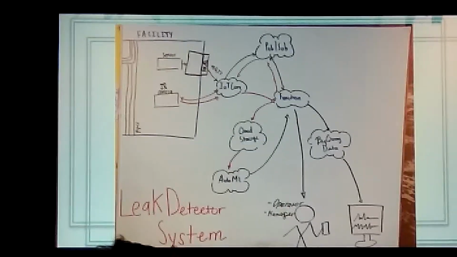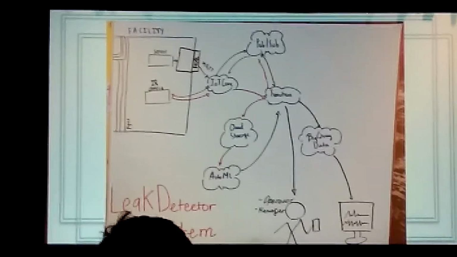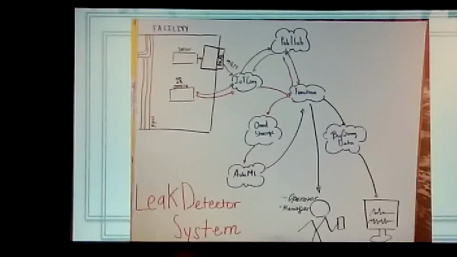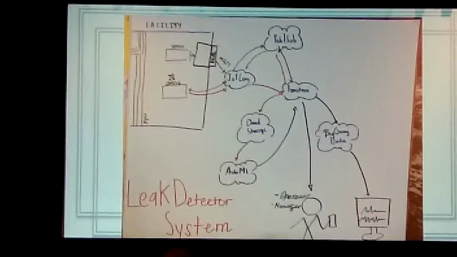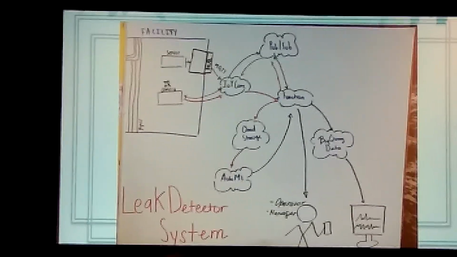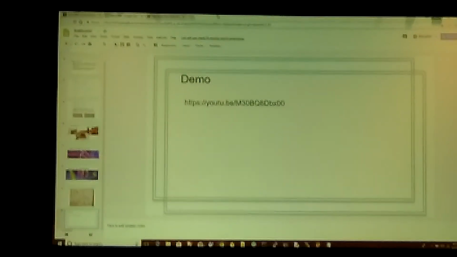That will be sent to AutoML, and machine learning will process those images and determine if there is a leak or not. Once we have the data, the operator will get a notification again, saying whether there is a leak or not. So let's look at a video that we did of our system working end-to-end.